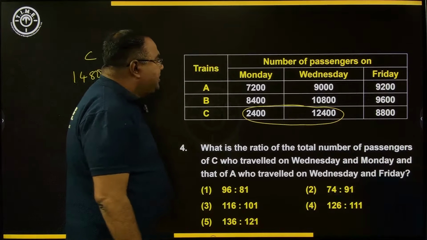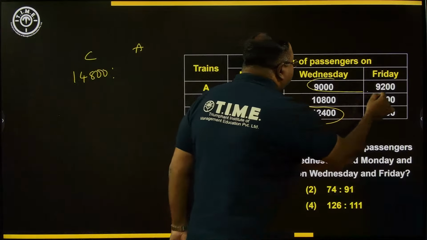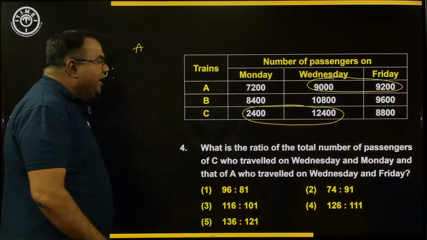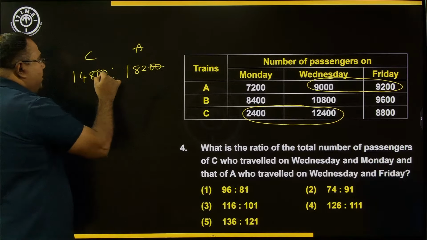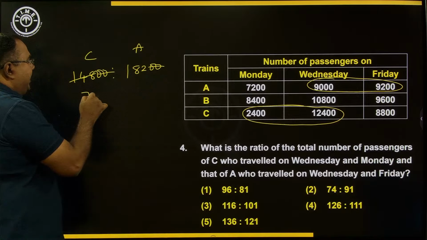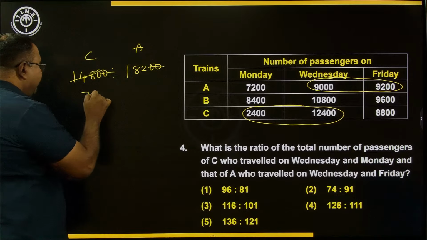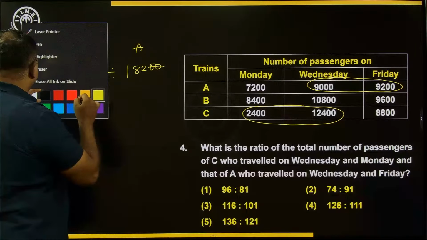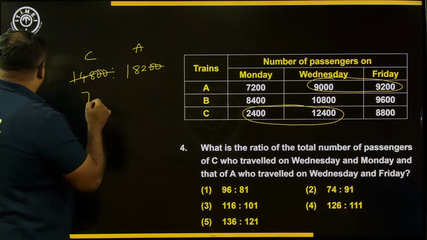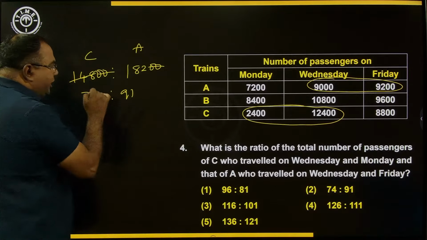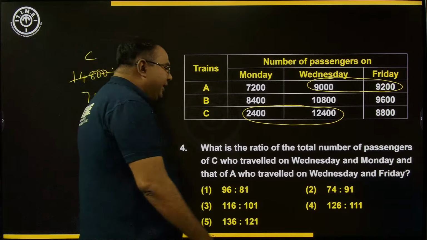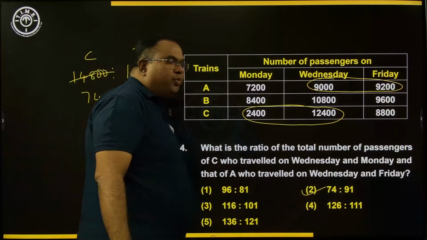Ratio of A on Wednesday and Friday. A on Wednesday and Friday is 9,000 plus 9,200. It is 18,200. Now, 2 7s 14, sorry, 2 7s are 14, and 2 9s are 18. So, ratio is 74 is to 91. It is present in choice 2.